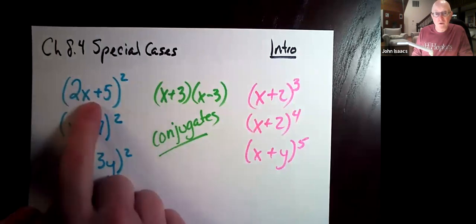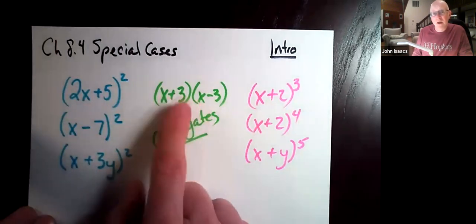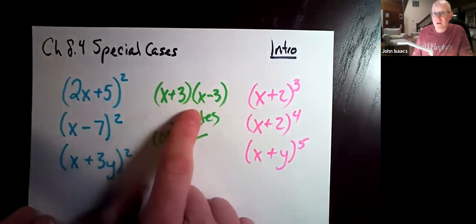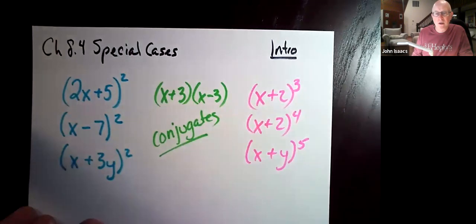So perfect squares always wind up to be trinomials. Multiplying conjugates always wind up to be binomials. And that's really important. This is super useful. We saw that a little bit when we were just dealing with radicals last week.